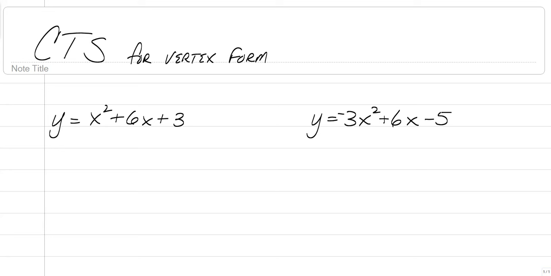Woohoo! We're back again with completing the square, but this time we're going to do things in vertex form. Before you get all excited about how difficult the last video was, completing the square for vertex form is much easier. You don't have to deal with the big old square roots and plus or minuses or anything like that. What we're going to do now is just rearrange an equation so it is in vertex form.